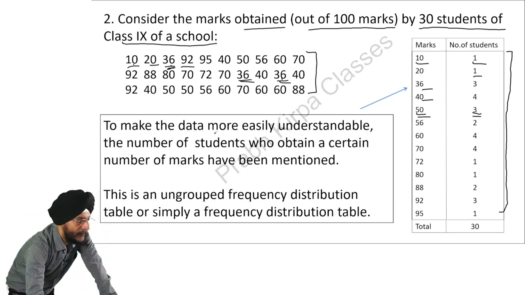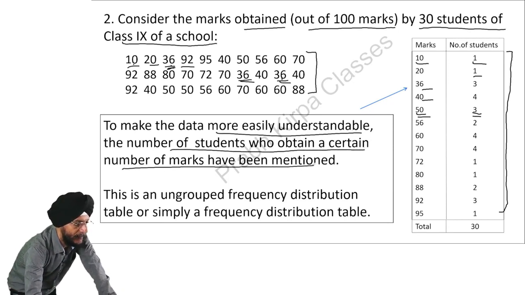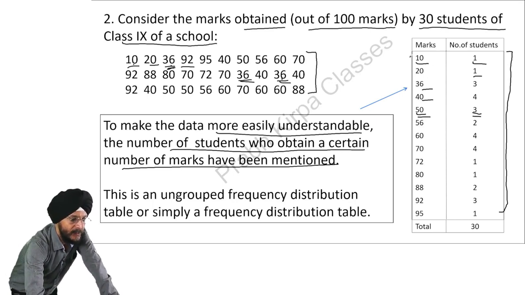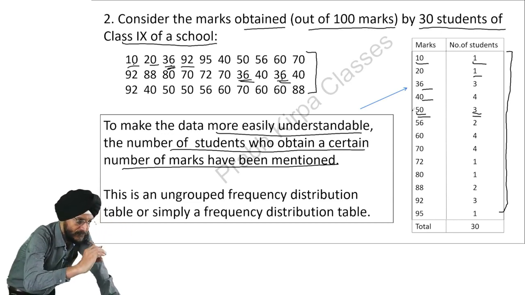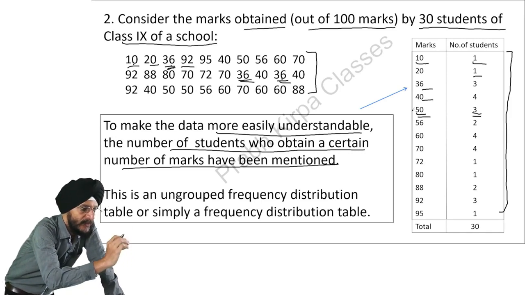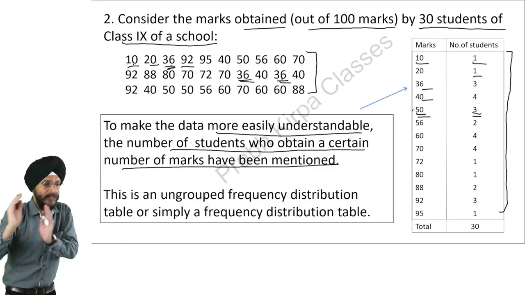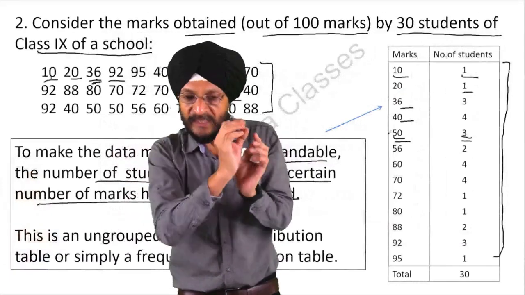To make the data more easily understandable, the number of students who obtain a certain number of marks have been mentioned, where we have done this. This is an ungrouped frequency distribution table, because if we make groups, say 0 to 20, 20 to 40, 40 to 60, it will be like a group. But here we have mentioned only the marks and the number of students who obtained the relevant marks.